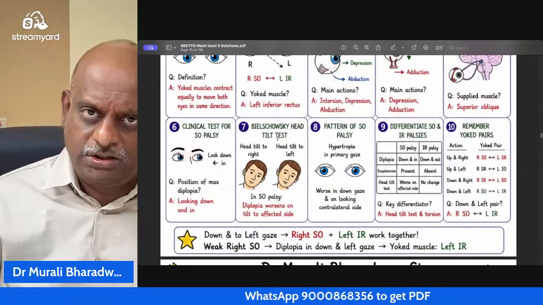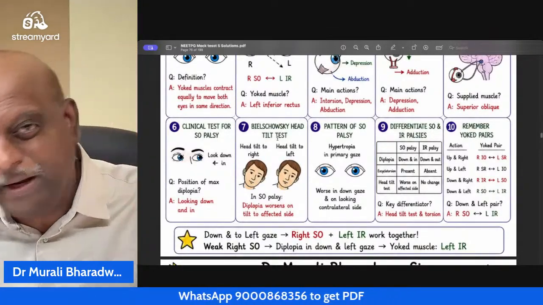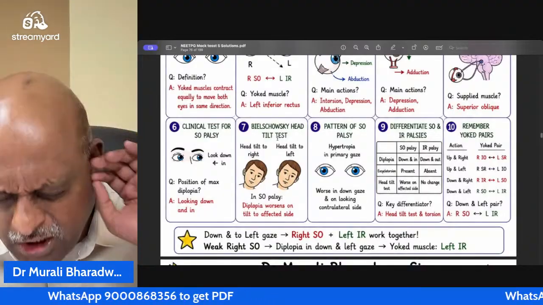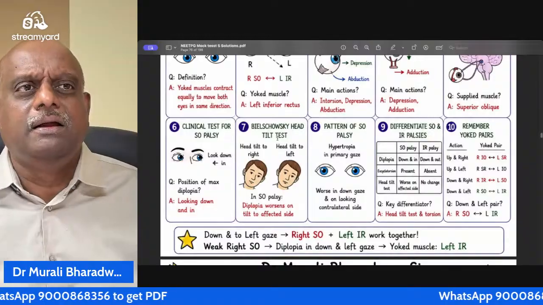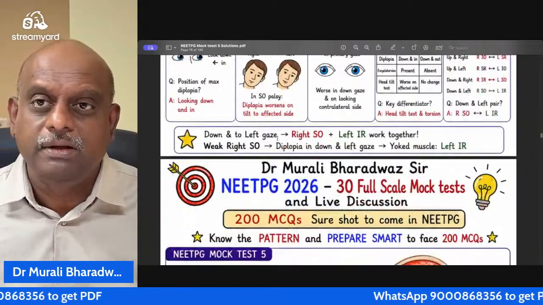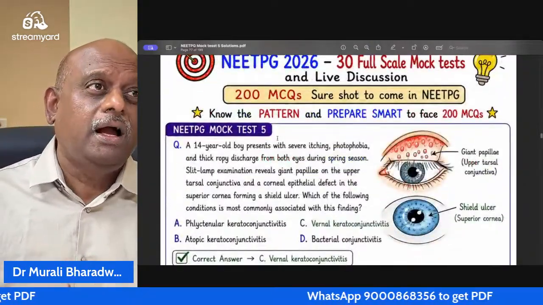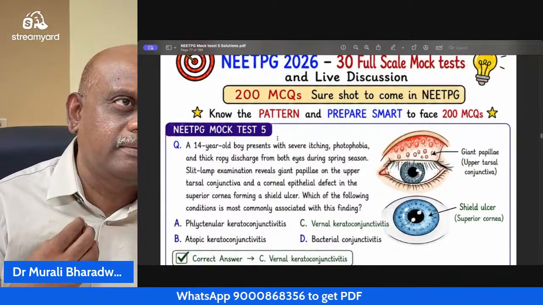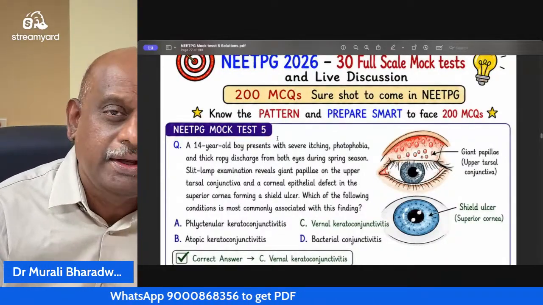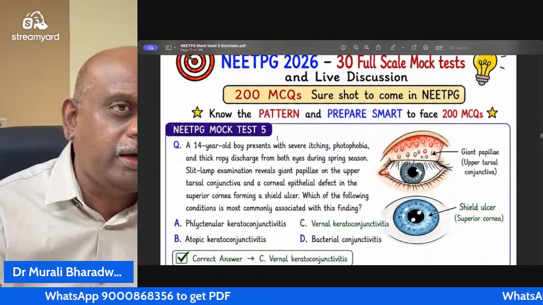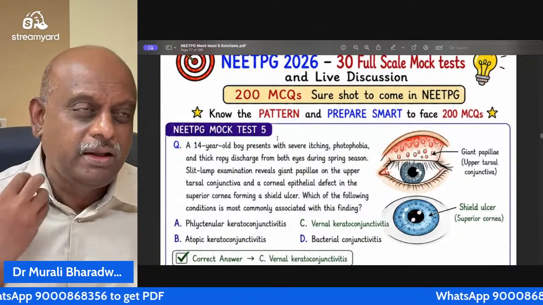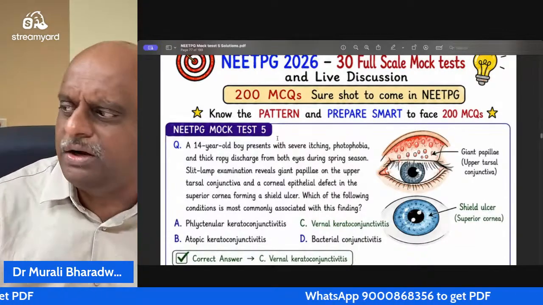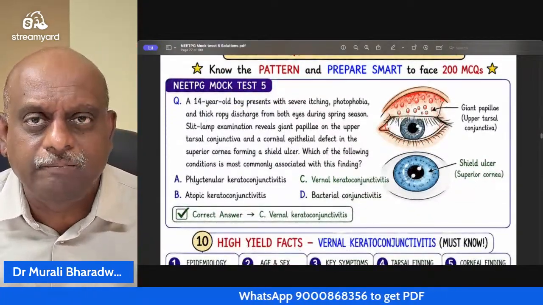I leave the literature to you in the PDF because we need to discuss 200 MCQs in a quick 1.5 hours, 90 minutes, so that we understand how many questions I am able to answer, how many I am not able to, what are the areas that I need to improve, everything you need to do self analysis. That's how the mock tests are meant for.